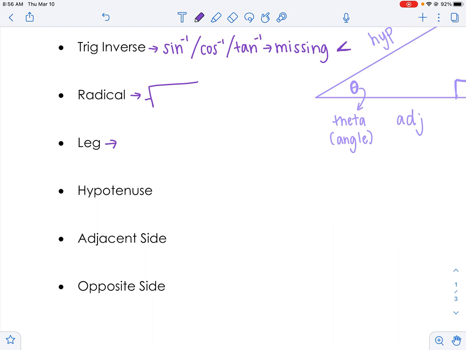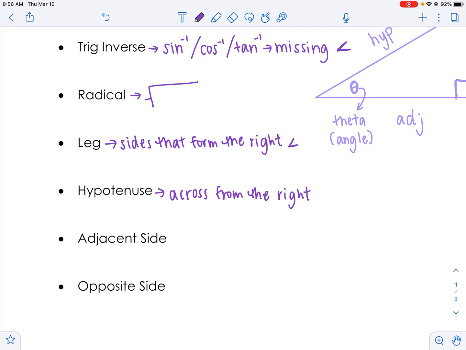So hopefully you remember that the legs are the sides that make the L, or essentially the sides that make the right angle. And hopefully you remember that the hypotenuse is the longest side. It's across from the right angle. Also known as the longest side in a right triangle.